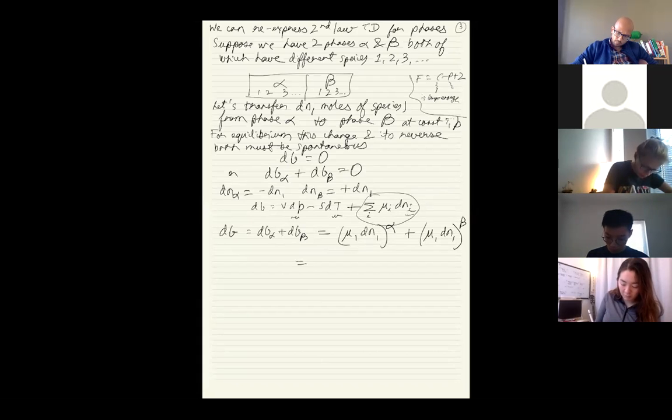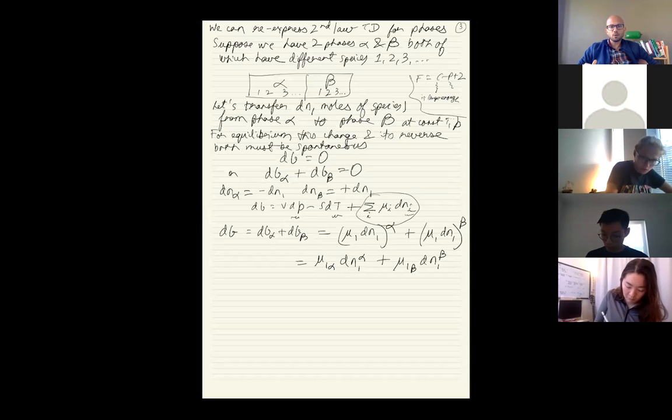We will write down mu1 in phase alpha as mu1 alpha multiplied by dn1 for phase alpha, plus mu1 for phase beta multiplied by dn1 for phase beta. I'm just writing it all in a formal way. It's not very complicated. If this is confusing you in any way, trust me, if you go back and look at it in 2 minutes, you will see it's just a formal way of writing something simple.